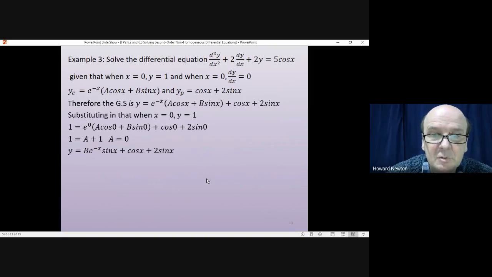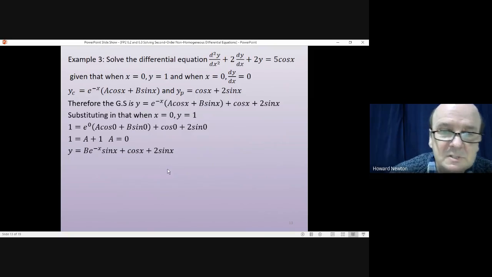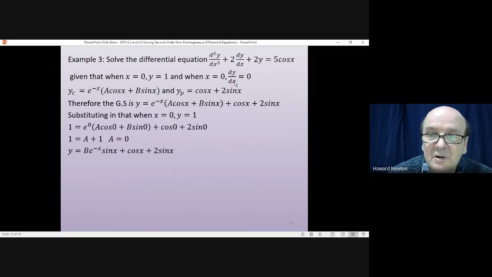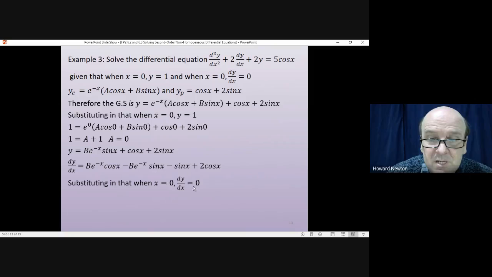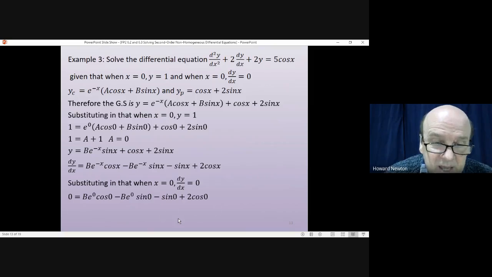Now, the easiest thing to do is to just immediately change the general solution. We know that a is 0, so the general solution becomes y equals b e to the minus x sine x plus cos x plus 2 sine x. The second boundary condition is that when x equals 0, dy by dx is equal to 0. Well, differentiating that would give us this. And now we can substitute in that boundary condition. So dy by dx is 0 when x is 0 gives us that.